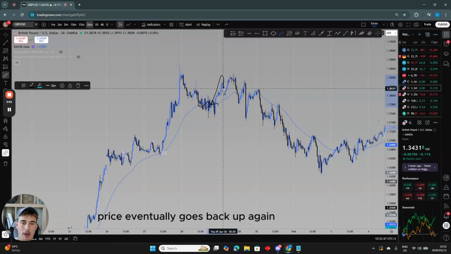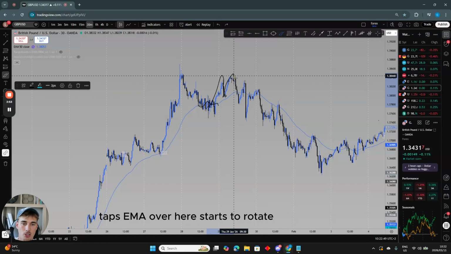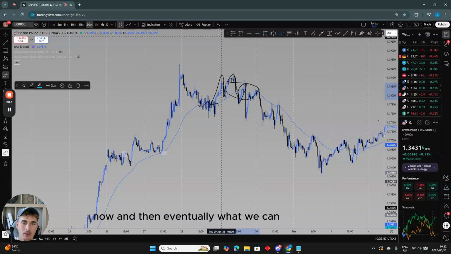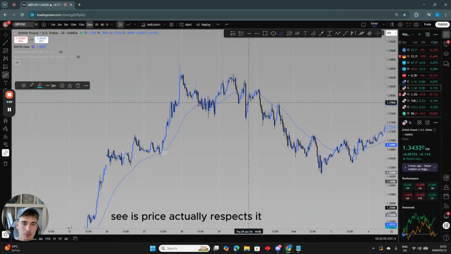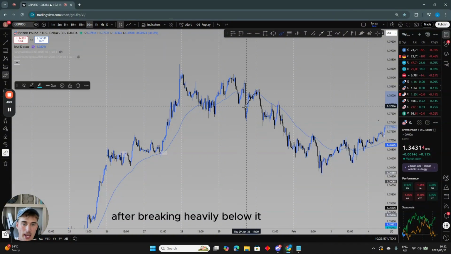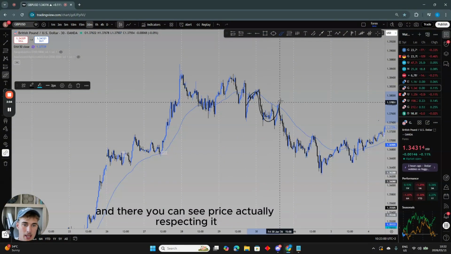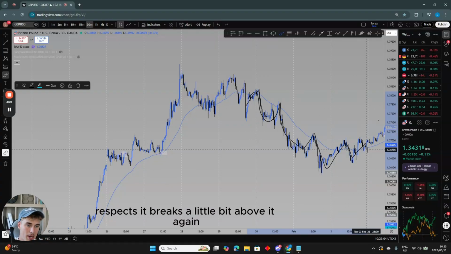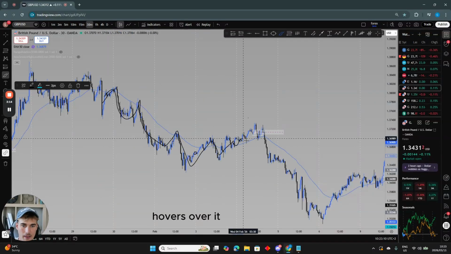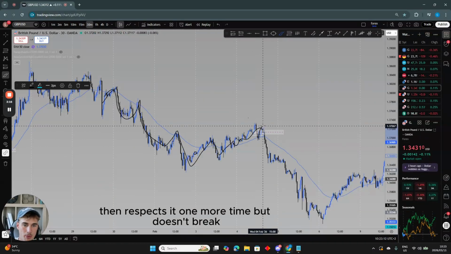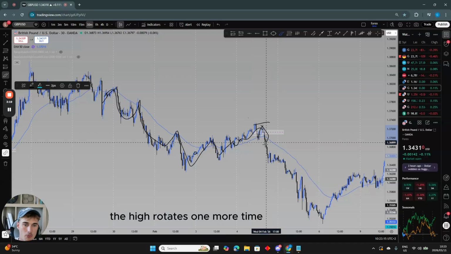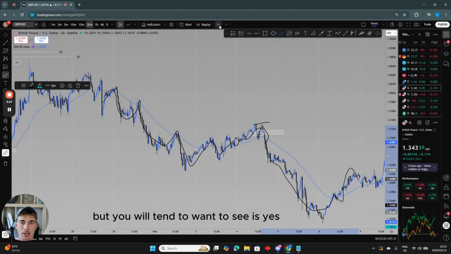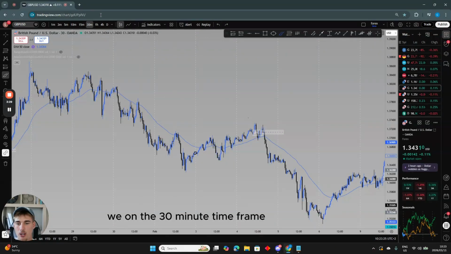Price eventually goes back up again, taps EMA over here, starts to rotate, breaks through it, hovers within this area again, and then eventually what we can see is price actually respects it after breaking heavily below it, pulls back into it, and there you can see price actually respecting it once again. Respects it, breaks a little bit above it again, hovers over it, then respects it one more time but doesn't break the high, rotates one more time, goes down, respects it but breaks through. But what you will tend to want to see is, yes, we're on the 30-minute time frame.